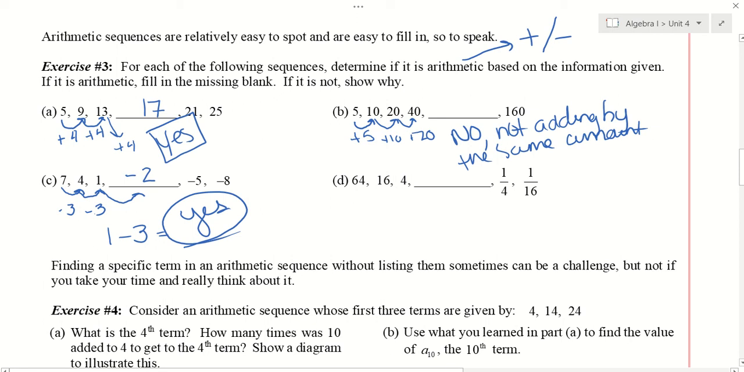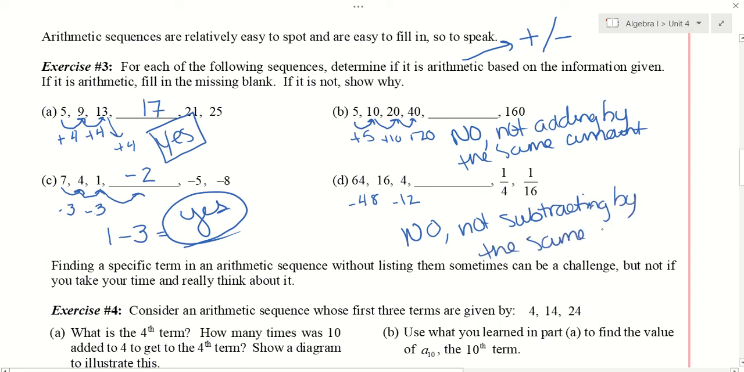For D, how do you get from 64 to 16? That's actually minus 48. How about 16 to 4? Minus 12. Automatically that's a no. We are not subtracting by the same amount. What are they doing here? How do you get from 64 to 16 to 4? Think about this. 64 divided by 4 is 16. 16 divided by 4 is 4. So they divided. And that is something, again, we will cover at a later time.